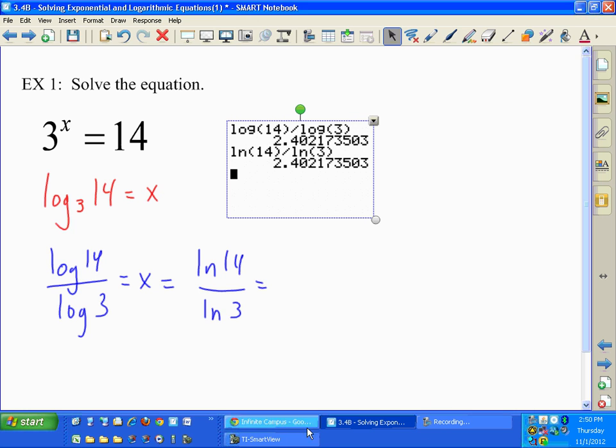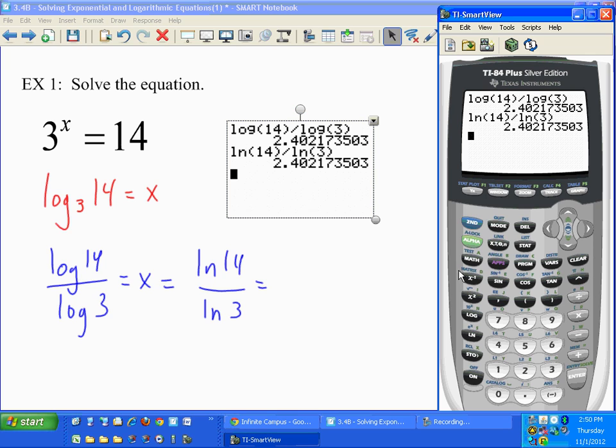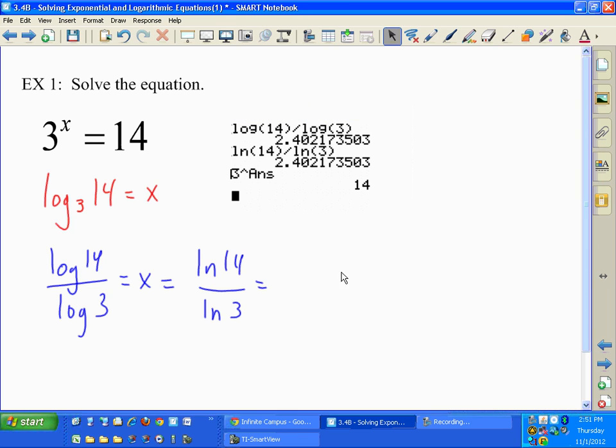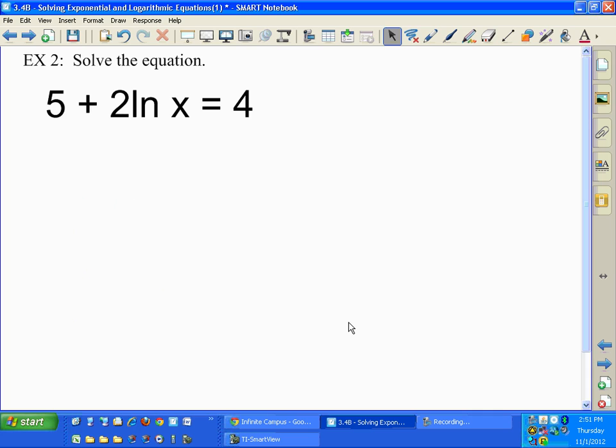So really the only thing left for me to do is to say 3 raised to the power of that answer. It should give me 14 as a quick check, and I probably should have done that originally, and therefore there's my correct answer. So 2.4 would be approximately our answer. That's solving the equation. Another option of solving an equation might look something like this.